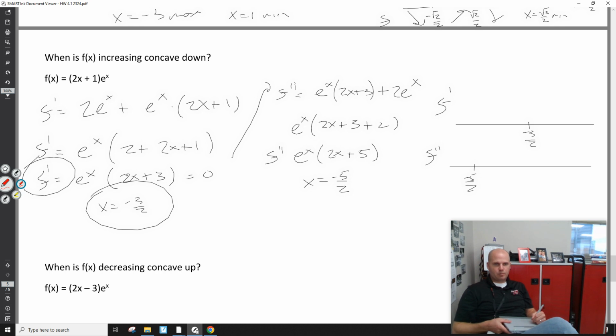It's simplified. If I plugged in 0, again, this is always positive, so we don't have to worry about it. We just worry about this. We'd have positives, negatives. Second derivative, same thing, positives, negatives. Increasing concave down, never. Decreasing concave up, sometimes.